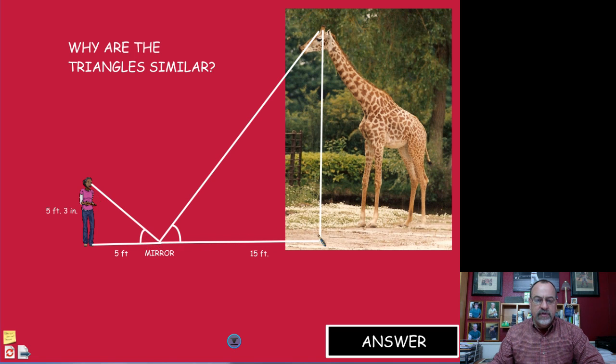And because I'm measuring vertically with the ground, these lines are perpendicular, so I can have two right angles. So these triangles are similar by the AA similarity postulate. So because they're similar, I can use the ratio of the sides in order to determine the length. So the height of the giraffe would be my x over here. I want to know what that is.